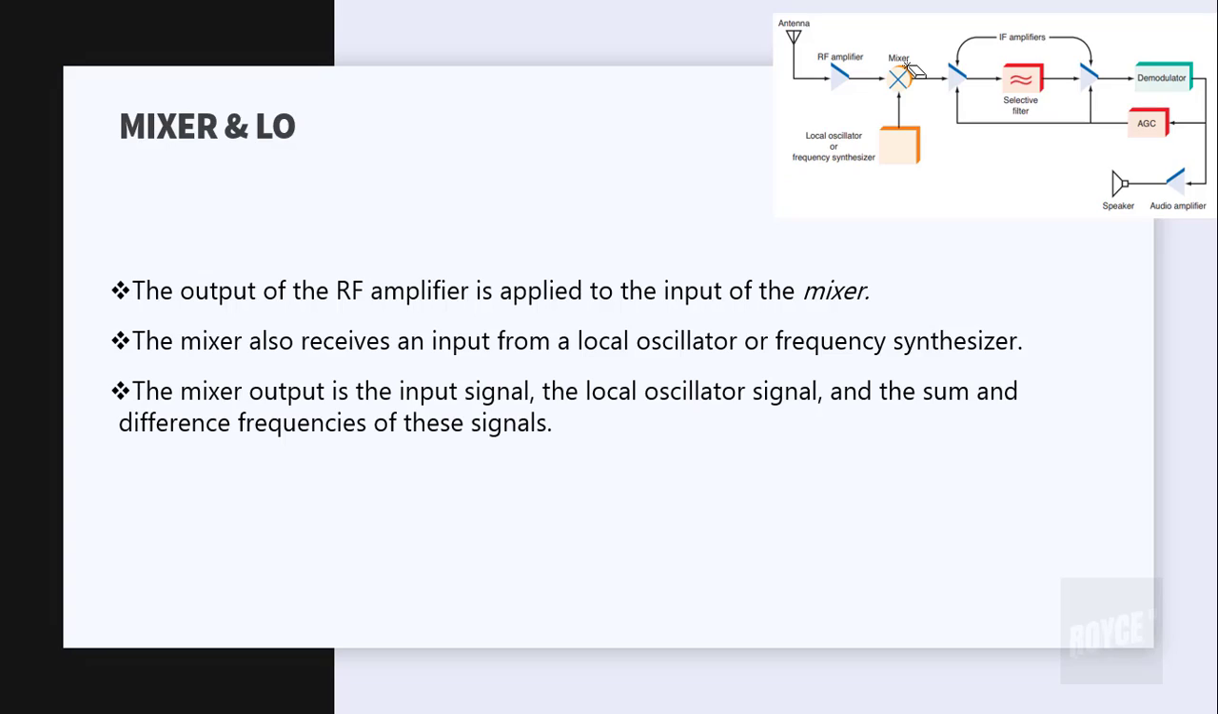Next is the mixer and local oscillator stage. So the output of the RF amplifier will be fed to the mixer. So ito na yon. The mixer has two inputs. Yung isang input niya ay manggagaling dito sa local oscillator or yung frequency synthesizer. Ang output ng mixer natin is actually apat. So the input signal, the local oscillator signal, and the sum and difference frequencies of this signal.